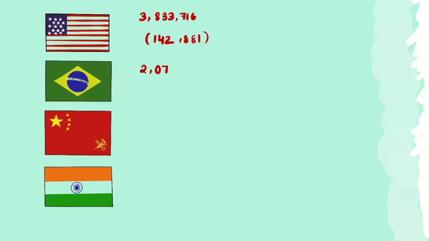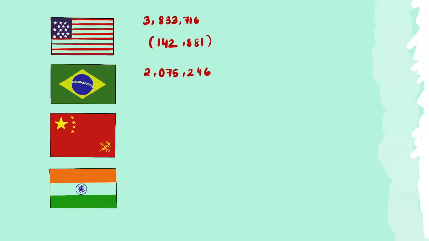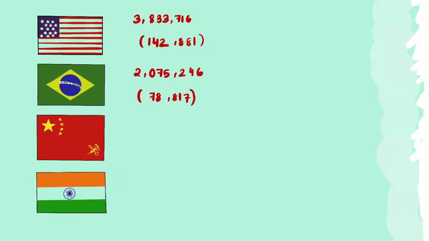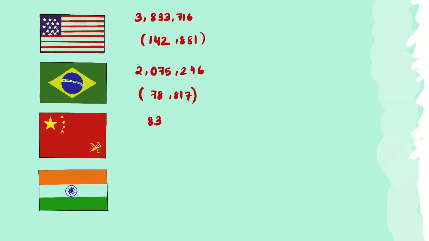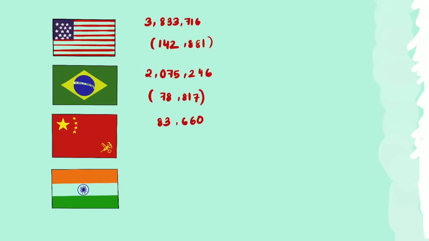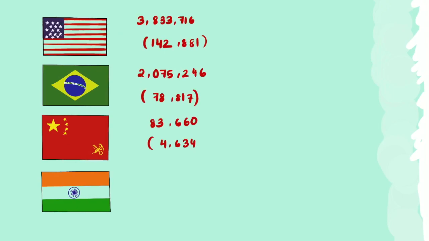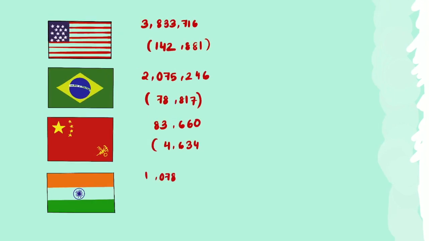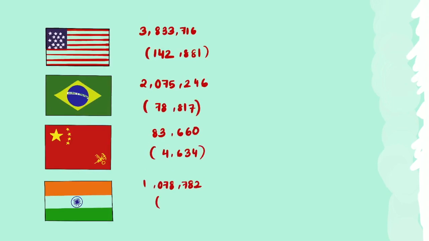Brazil, which is in the second rank, has total cases of 2,076,246 with total death of 78,817. China, which was the first country to report COVID-19, has much lower value, that is 83,660 cases and total death of 4,634. India has recently crossed its 1 million cases. As of date, India has 1,078,782 cases with total death of 26,838.